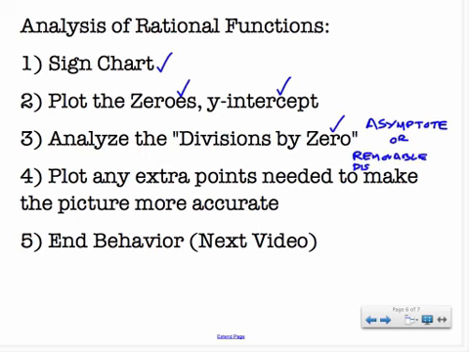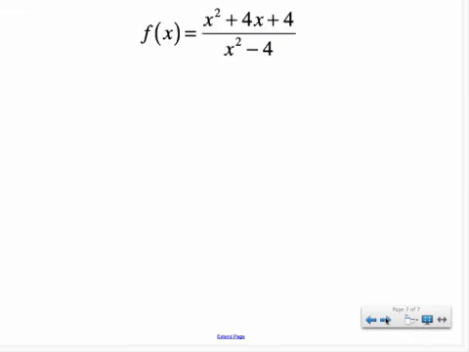And then I would say go ahead and plot any extra dots that you need to gain more detail, because these are not quite like polynomials, they're not necessarily smooth and have no breaks in them. They're going to have different features. And then next class, we'll talk more about what happens at positive or negative infinity with these guys, the end behavior.